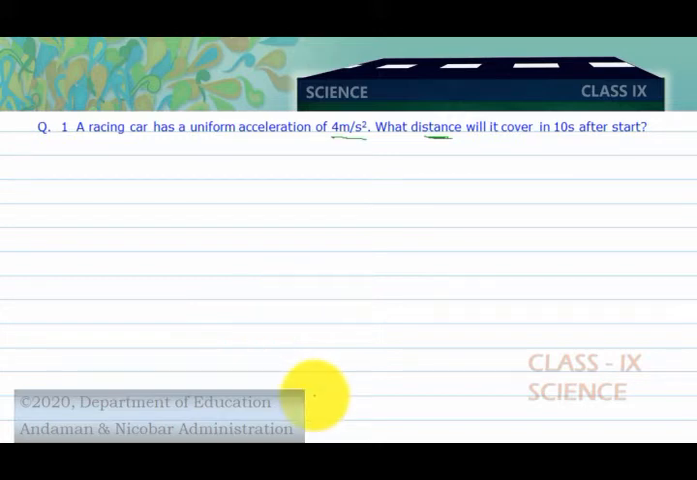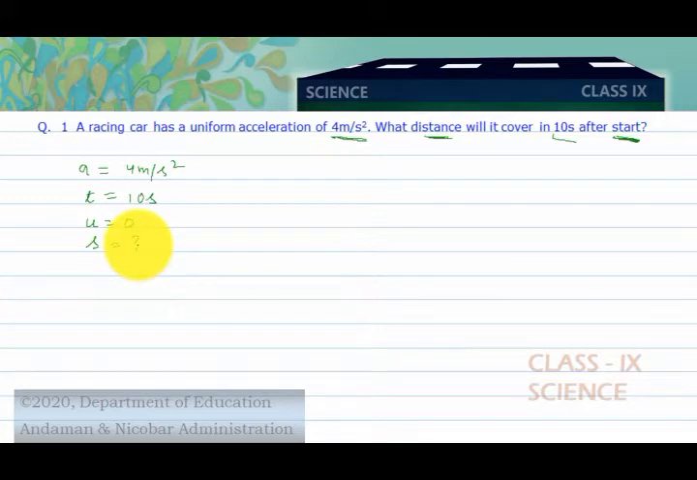Whatever the physical quantities given in the question, that has to be written first. So what are the quantities given in the question? A racing car has a uniform acceleration. So acceleration is given as 4 meter per second square. Secondly, the time is given. Time is 10 seconds. So we can write time is equal to 10 seconds. Now third thing is, what distance will it cover in 10 seconds after the start? After the start means the initial velocity is 0. So here we can write initial velocity as 0. As per the question, we need to find the distance. That is, S we need to find. That also we will write, but we don't know.